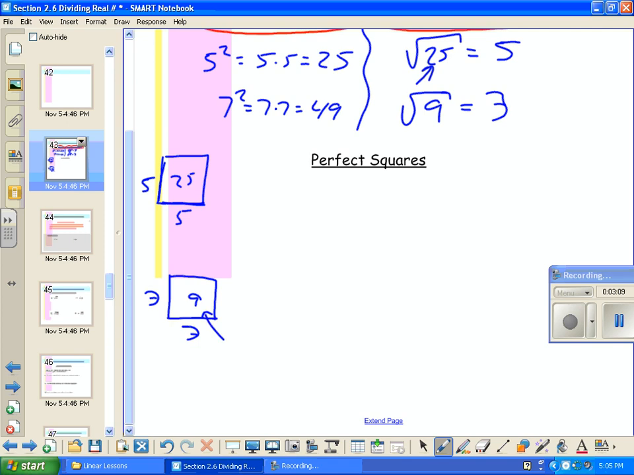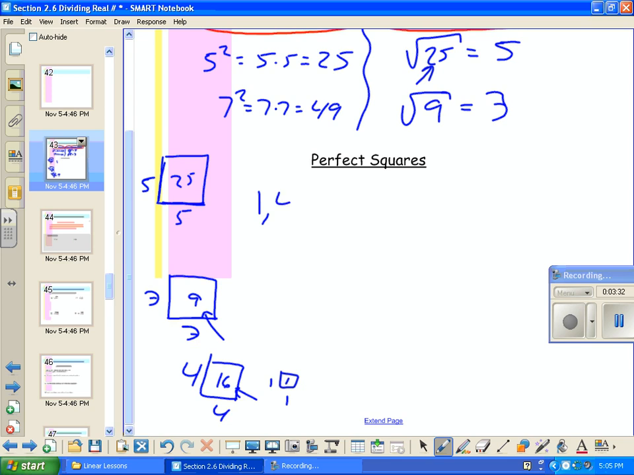If I take 3 times 3, it's talking about the area of a square. Or if I have a square with both sides 4, then 4 times 4 gives me 16 for the area. 16 is a perfect square. The lowest perfect square is actually 1. I could have a square that's just 1 by 1, and the area would be 1. So 1 is the lowest perfect square.